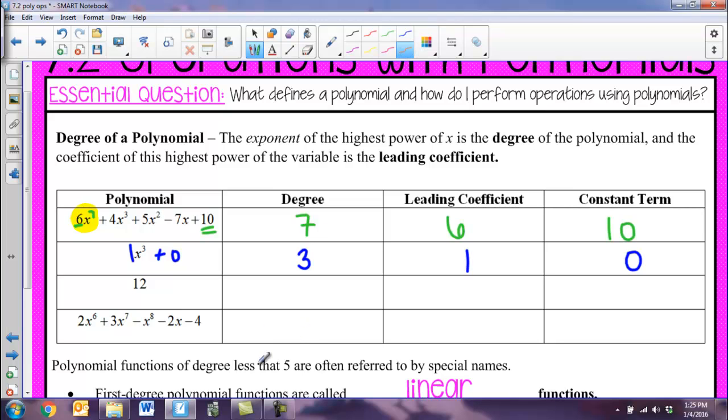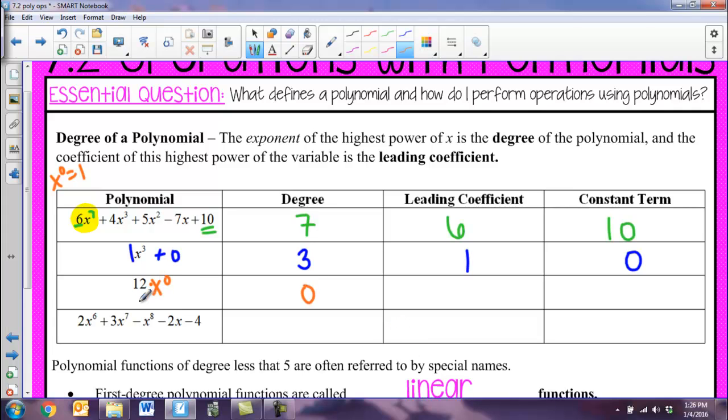This next one is a little bit trickier. We have 12x to the 0. Now, the weird part here is we actually do have an x hiding in this expression, and that x is raised to the 0 power. Remember, anything to the 0 power equals 1. So this is just saying 12 times 1, technically, with me adding that x to the 0 power, which means that this is a degree 0 polynomial, okay?